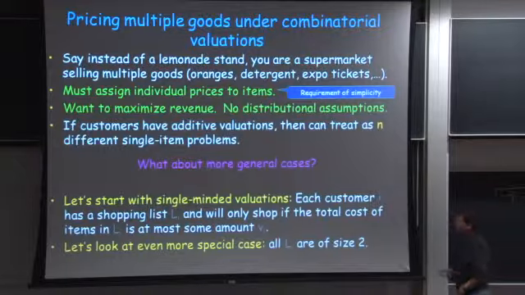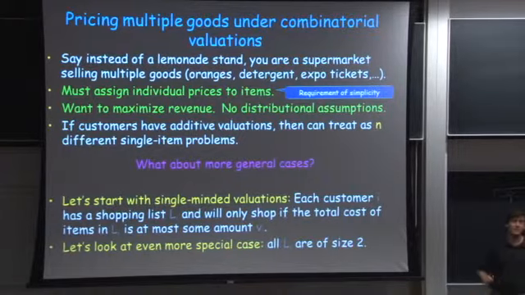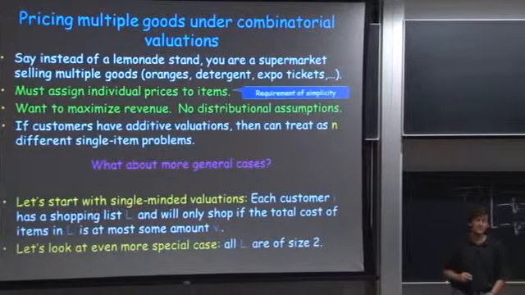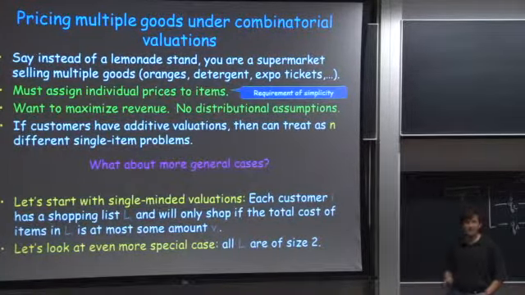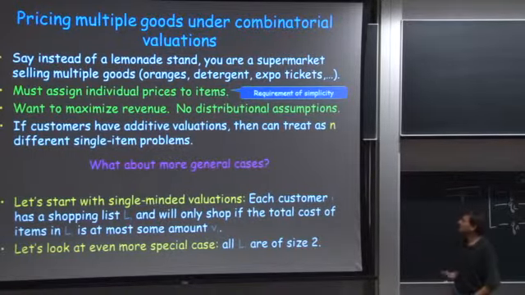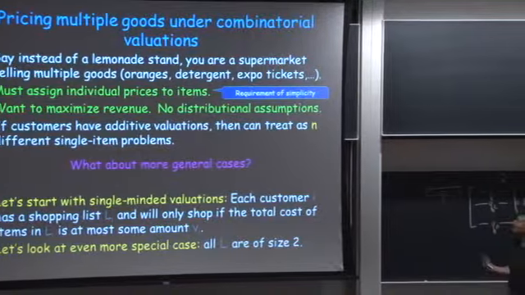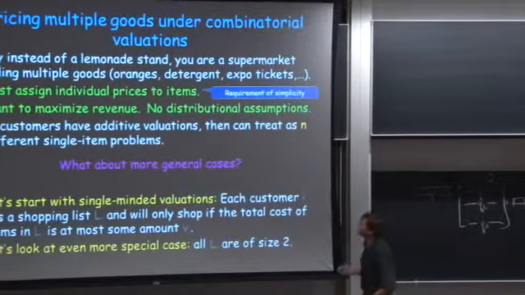I'm going to look at an even more special case, just because I think it's a very fun algorithmic question with a nice open question, which is, what if all the lists are size 2? Everyone has a shopping list of 2 items. You'd like an apple and orange, I'd like an orange and some laundry detergent, whatever it is.